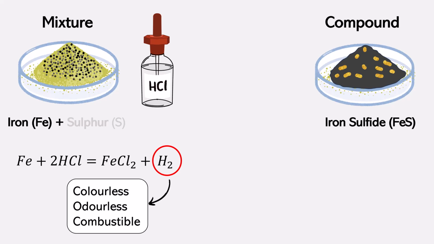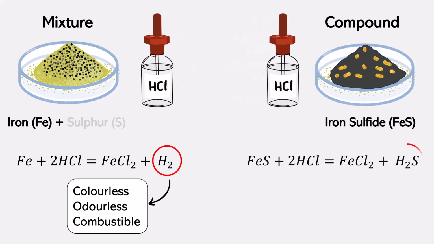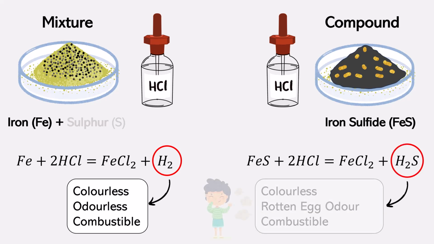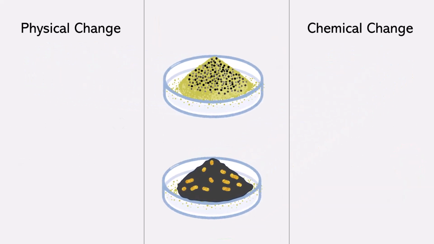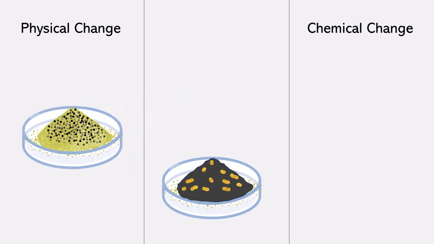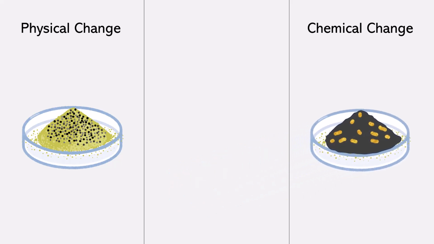When we add dilute hydrochloric acid to the compound, though, a different gas, hydrogen sulfide, is produced. This gas smells like rotten eggs, highlighting the chemical transformation. So, the mixture of iron and sulfur is a physical combination. The properties of the elements remain the same. On the other hand, heating caused a chemical change, forming a compound with entirely new properties.